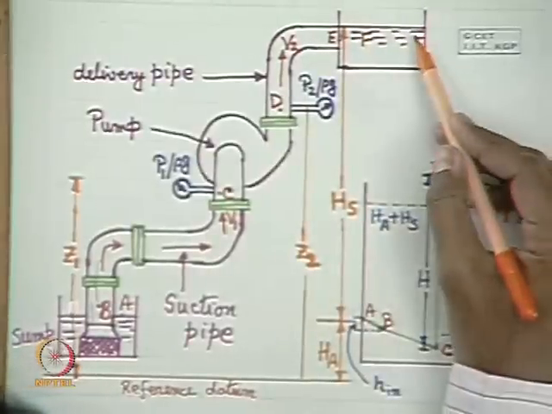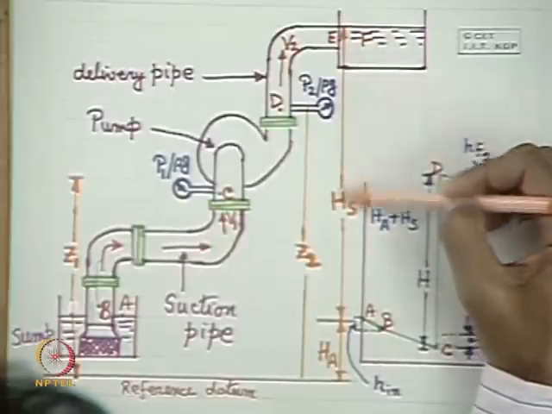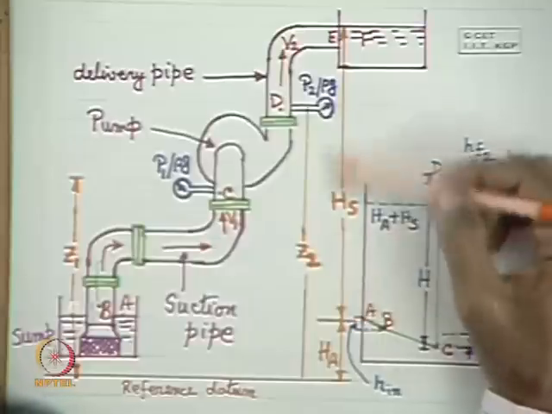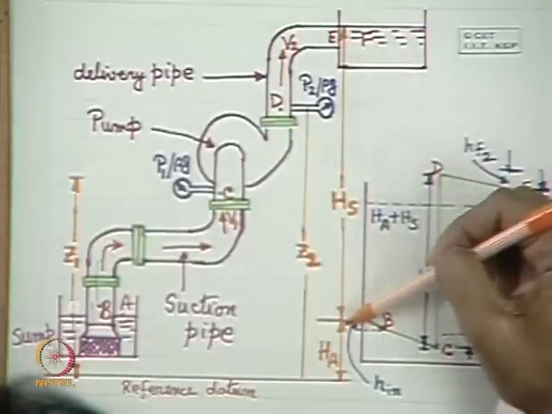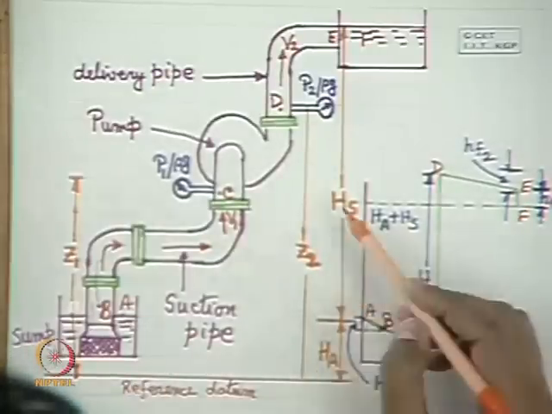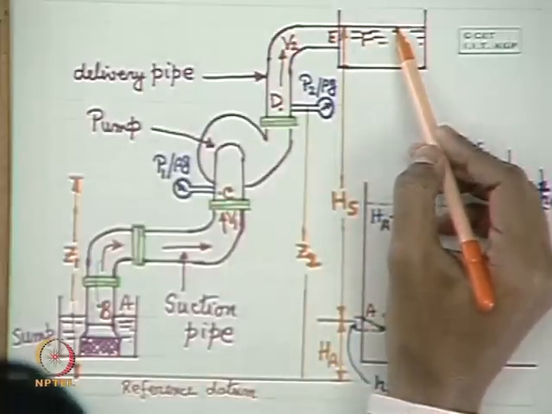This is because the fluid is at rest and at atmospheric pressure. So the total energy of the fluid at the upper reservoir is HS plus HA. These are the terminologies at present without any name. You just understand that HS is this height and HA is the height of this level from the reference datum. So HS plus HA is the total energy at this point.